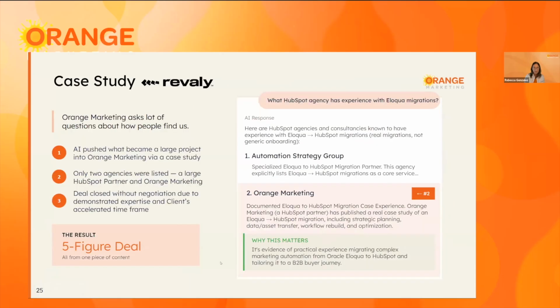So next. There we go. So quick case studies, and then we'll get into the demo. Reveille, Orange Marketing always ask questions about how people find us. We had a very specific case study that referenced an Eloqua migration, and AI surfaced it because nobody else had a case study. We're a small, I won't say small, there's 3,000 HubSpot agencies, let's put it that way. So we happen to have some content no one else had. And these people came basically fully vetted and signed a deal within a week.